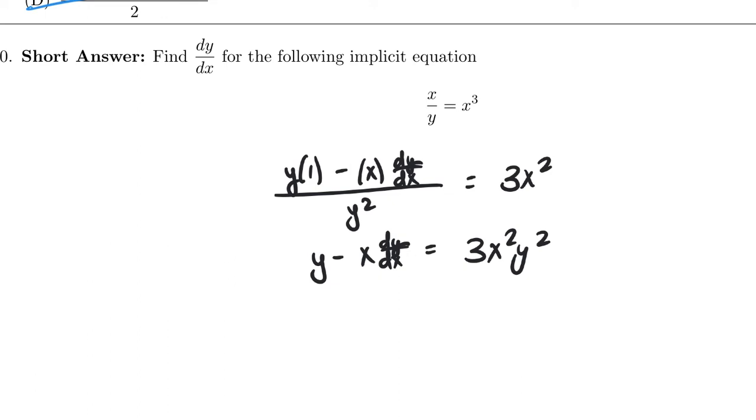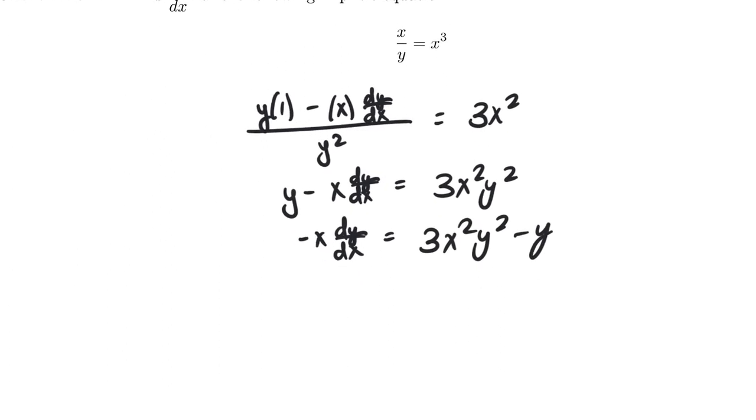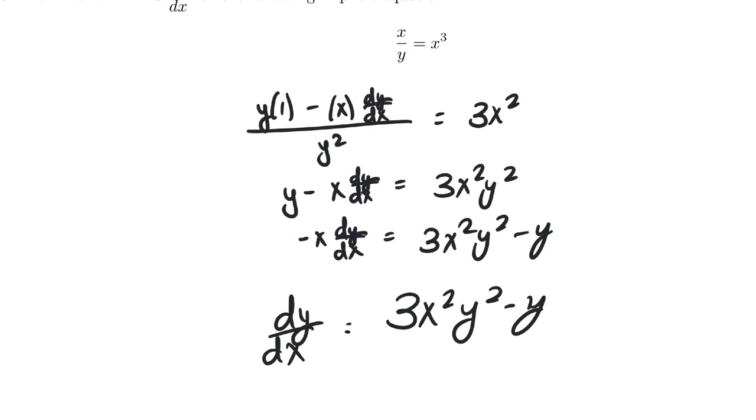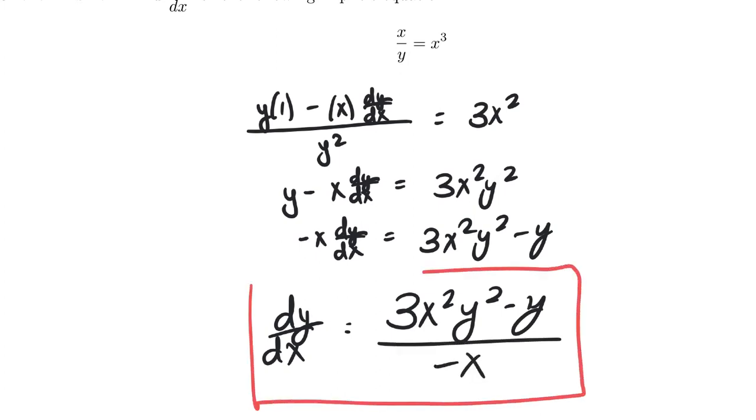Then I'm gonna subtract y to get the dy dx thing by itself. And I divide to get my final answer. So my final answer is dy dx. All of this is on the top. And I just divide by negative x. All right, so this is my answer for that problem.